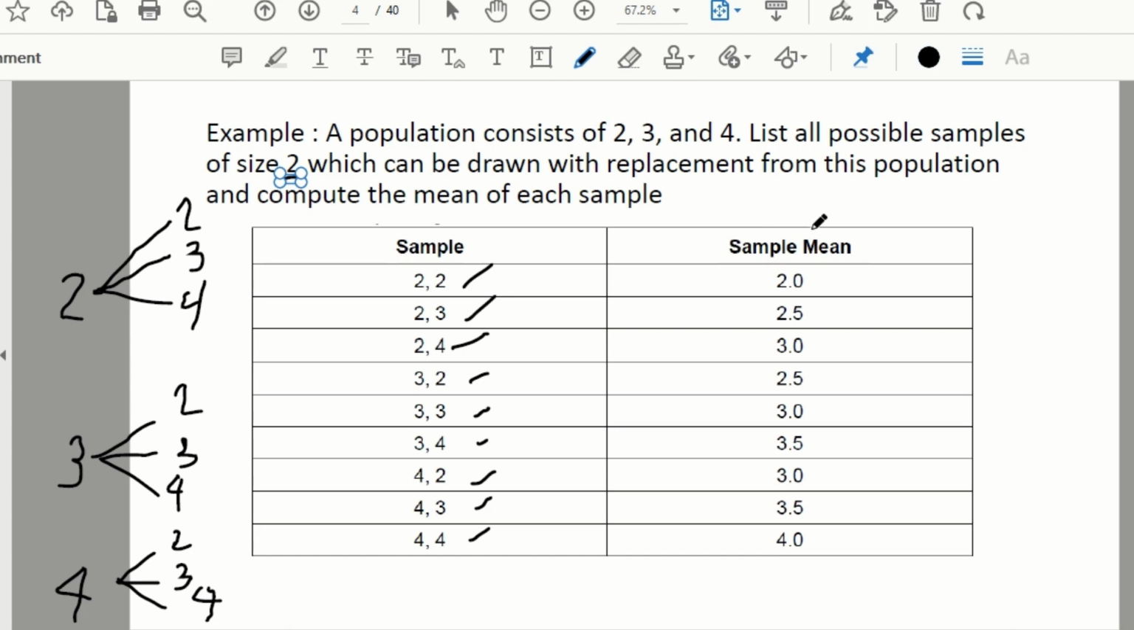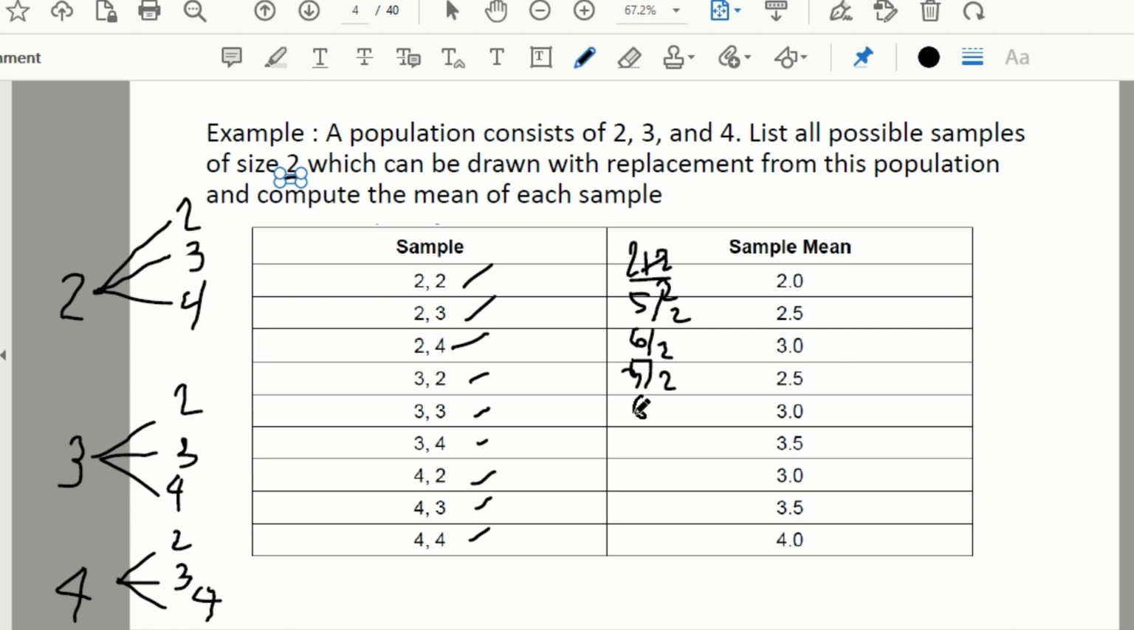Now, how about the sample mean? By the word itself, mean, we know that it also means average. So in order to get these values, you just add 2 plus 2 divided by 2. So that is 4 divided by 2, which is 2. Now, why not divided by 3? The size is 2. There are only 2 numbers here. So when we take the average, we just divide by the number of numbers. Again, on the second one, 2 plus 3 is 5, over 2 is 2.5. 2 plus 4 is 6, over 2 is 3. 3 plus 2 is 5, over 2, so 2.5.